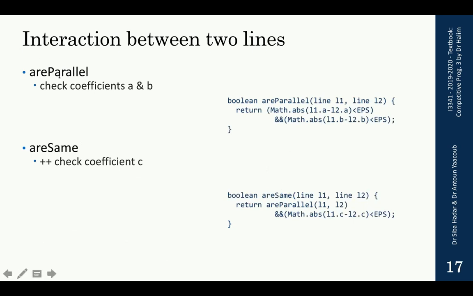Another two functions are the interaction between two lines. We can check whether two lines are parallel if we are given two lines L1 and L2 of type line. It means they are objects that have the fields A, B, and C, and we want to know if they are parallel. We just check if they have the same A and the same B. Whether it is the same line, we have to check the parameter C also.